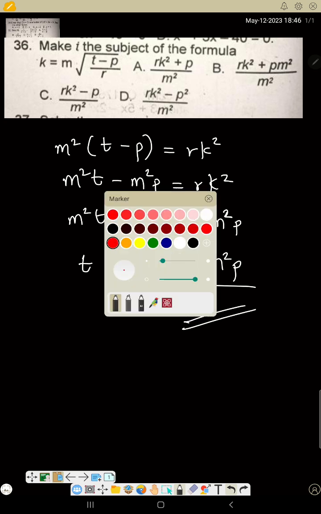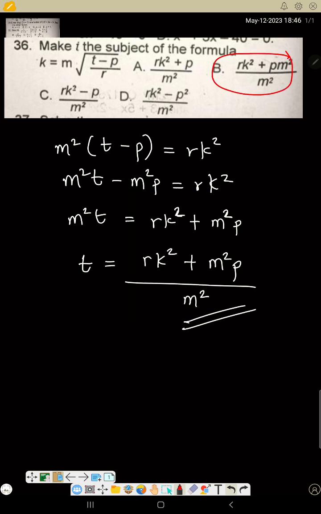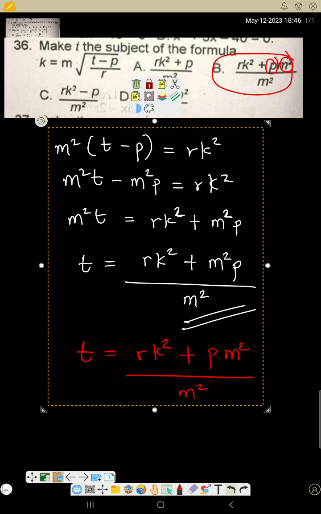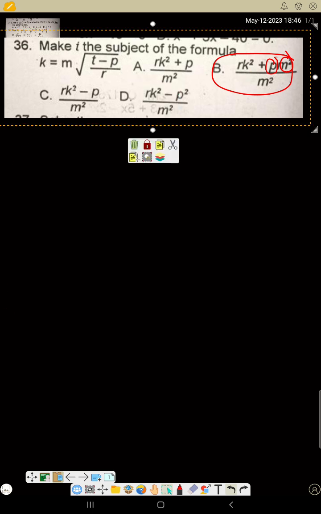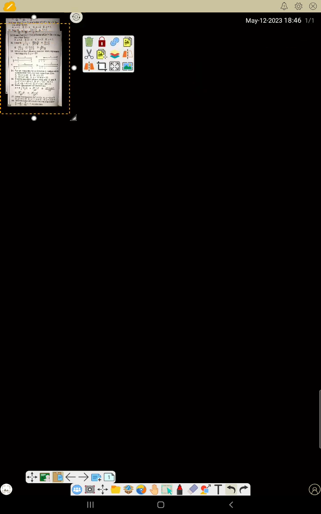So the correct answer is option B. Now if you look at it, they wrote pm square, which is m square p, so it's the same thing. So that means this is t equals rk square plus pm square divided by m square, as in like that. So the answer is B. Another number, at 7.